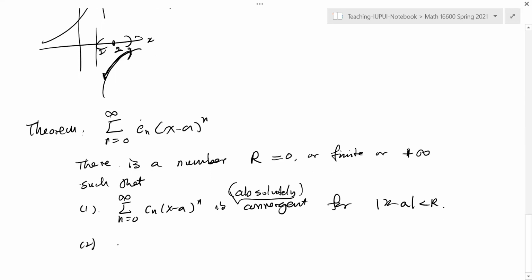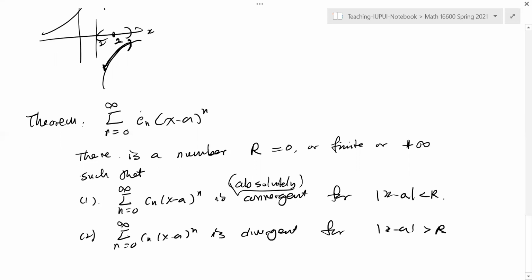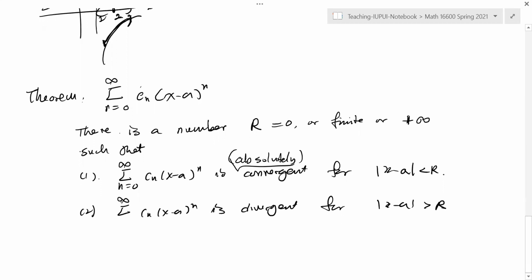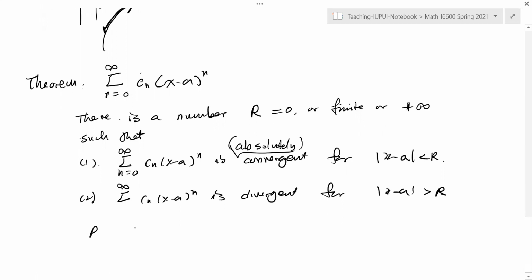2, it is divergent for absolute x minus a greater than R. And we don't know what happens when absolute x minus a is equal to R. So R is called the radius of convergence.